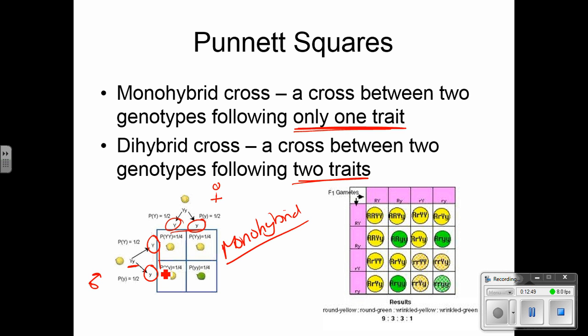So that's where you get those. This is a monohybrid cross. It's very easy. You combine the letters in each of the boxes, and then you should know the phenotype based on what you know about what's dominant and what's recessive.